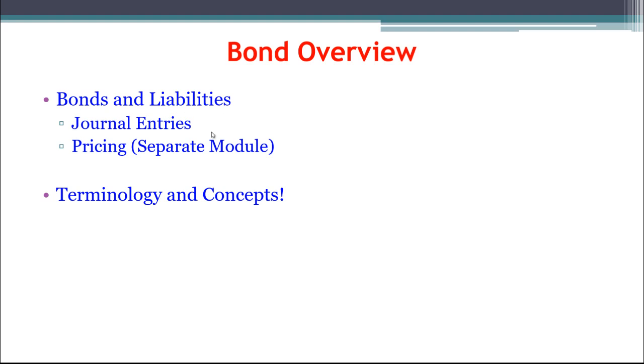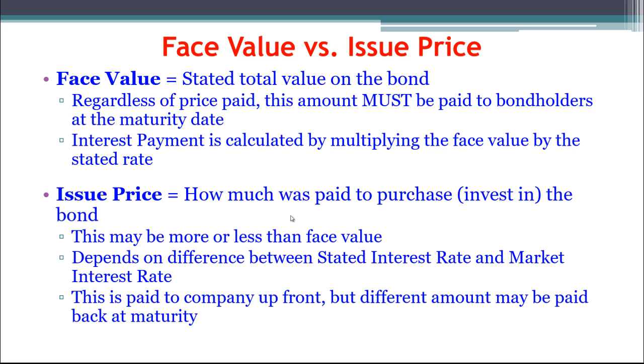We're going to deal with the journal entries in this course and we're going to deal with the concepts. But we're not going to be dealing with pricing, which is taken care of in another module. So we're going to look at the terminology and concepts related to this. So first of all, even though we're not going to talk about how to price the bond, we do need to understand what the price is, and that's given to us in the problem.